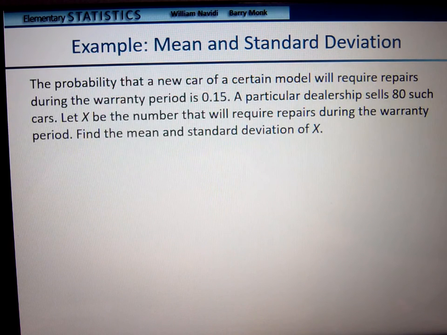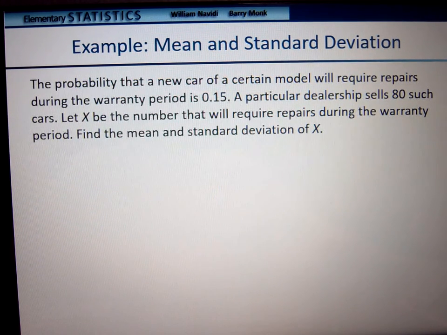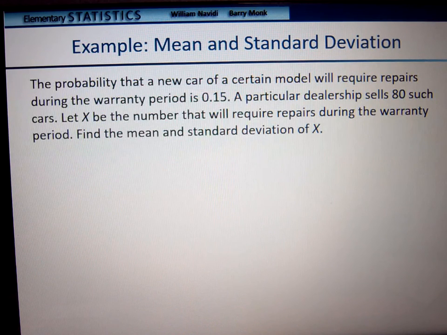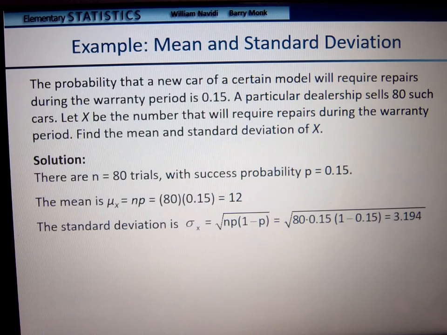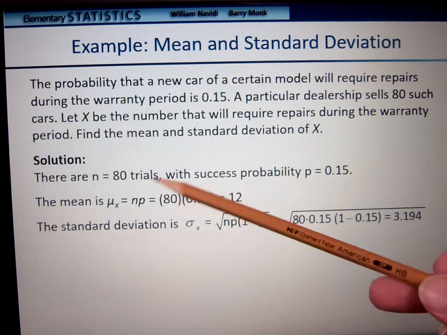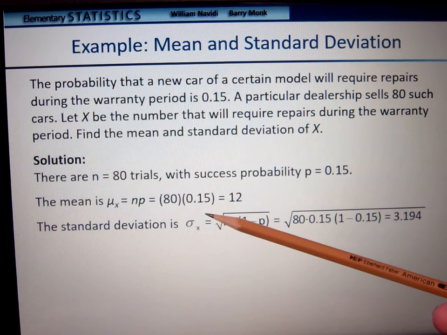So we have a probability that a new car of a certain model will require repairs during the warranty period is 0.15, or 15%. A particular dealership sells 80 such cars. Let X be the number that will require repairs during the warranty period. Find the mean and the standard deviation of X. We have 80 trials with a success probability of 0.15. So the mean would be the 80 times that 0.15, and that would be 12.